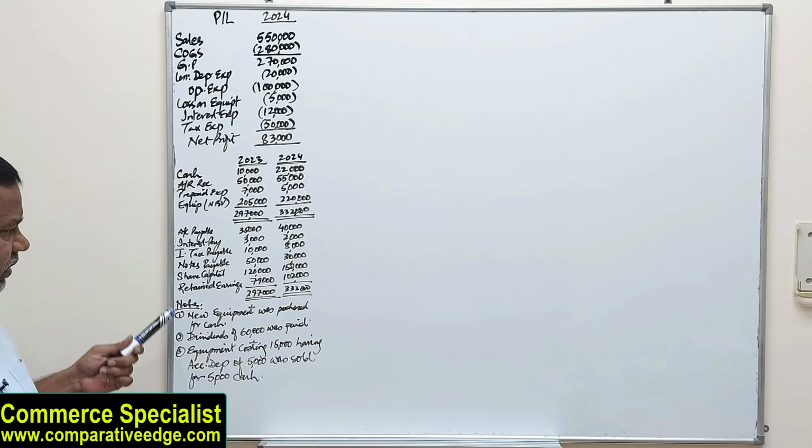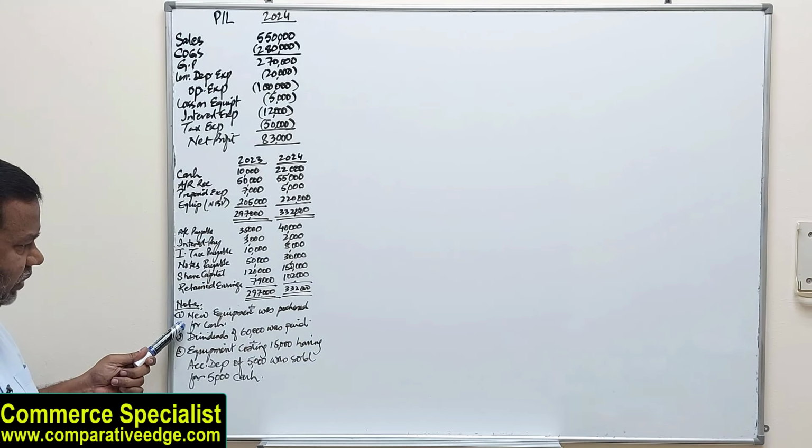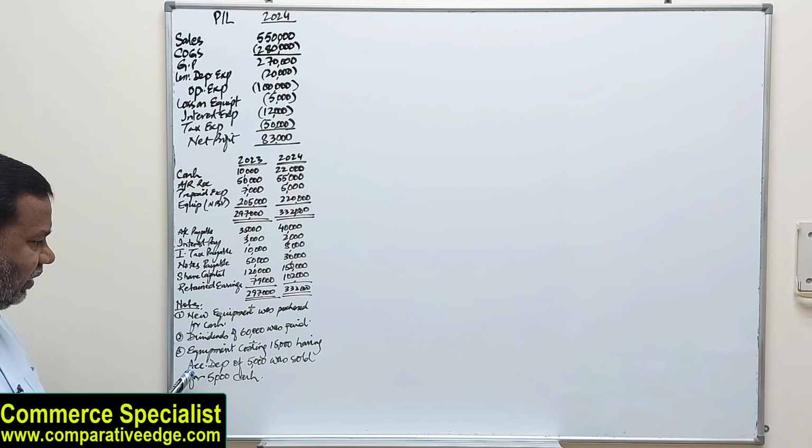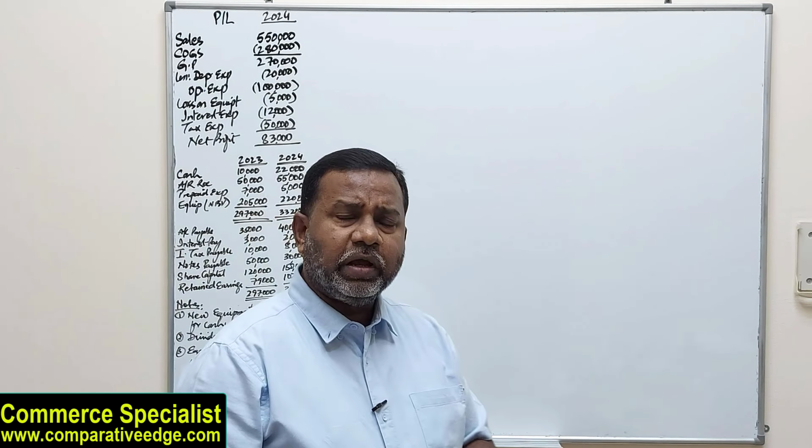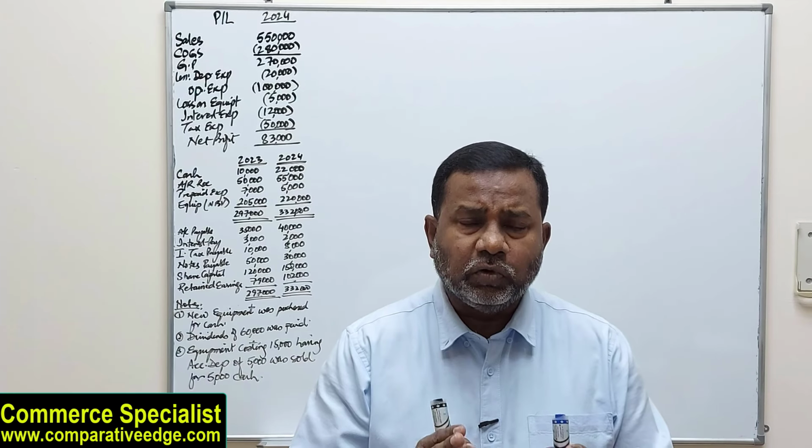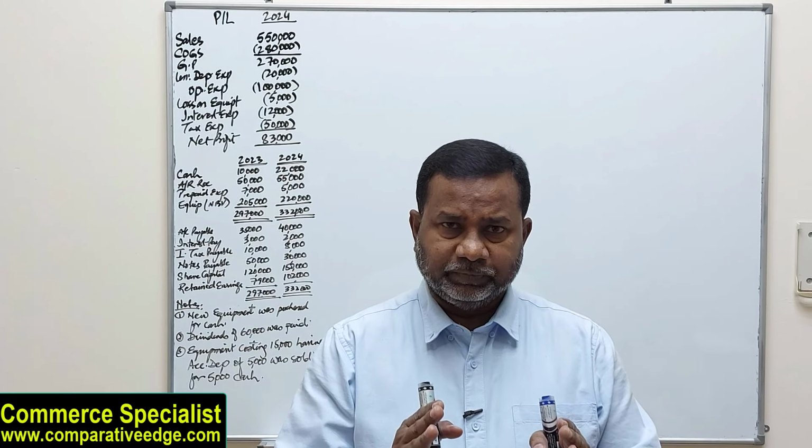Please have a look at this. Number 1, new equipment was purchased for cash. Number 2, dividend of 60,000 was paid during the year. Number 3, equipment costing 15,000 having an accumulated depreciation of 5,000 was sold for cash 5,000. And we are asked to prepare statement of cash flow using direct method.